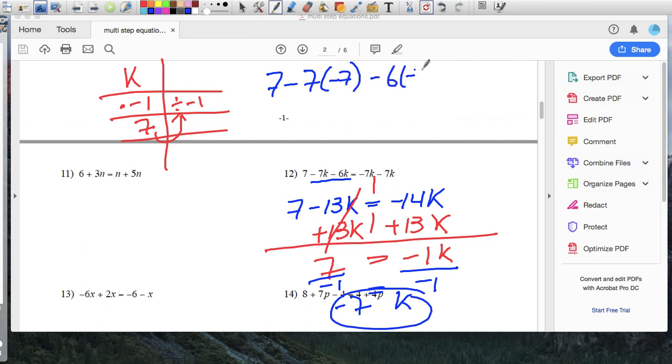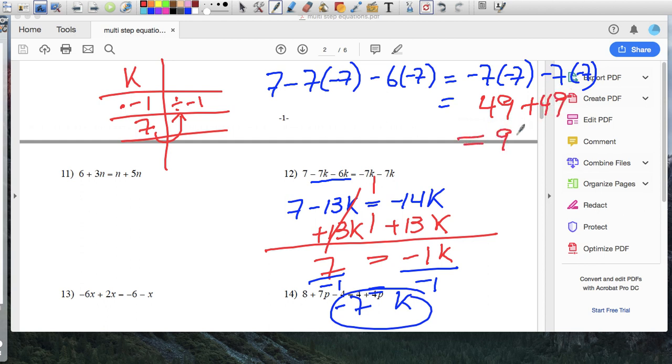minus 6 times negative 7 equals negative 7 times negative 7 minus 7 times negative 7. There's a lot of things here. Let's do this side. Negative and negative is a positive, which is 49. And again, negative and a negative is positive, which is again going to be plus 49. And that's going to give me 98.